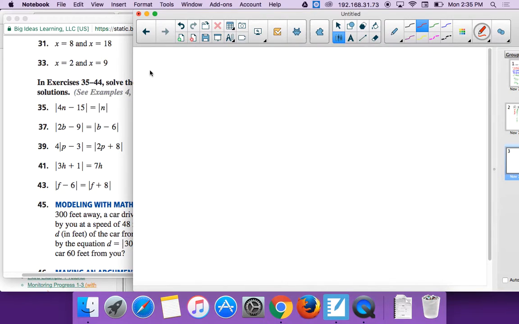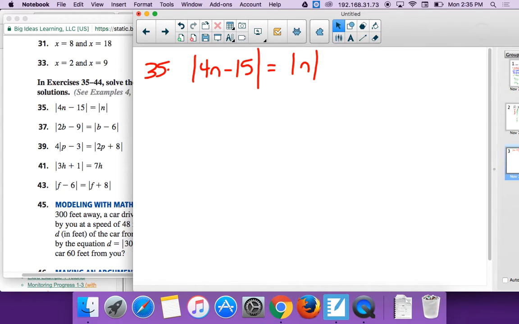So I'm going to look at number 35 here. Number 35, you'll see, is absolute value of 4n minus 15 equals absolute value of n. When I look at absolute value equations, your main goal is to always get your absolute value by yourself. If you look at the one on the left, is the absolute value by itself? The answer is yes. So just like before, if you can get the absolute value by itself, you then look at the other side to make sure it's positive. It's an absolute value, so it's positive, and we can continue with the problem.